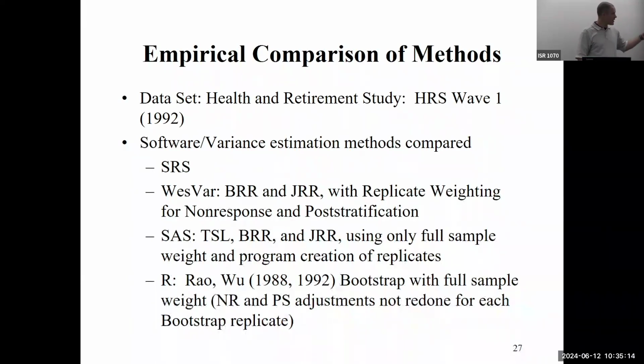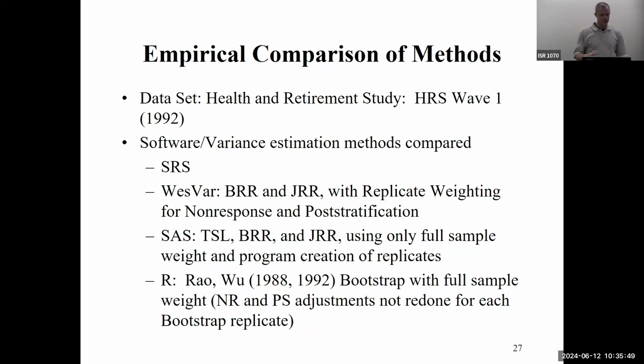Second, we looked at balanced repeated replication and jackknife repeated replication using software, in this case WesVar, that lets the data user incorporate calibration adjustments to each of those replicate weights, okay? So in other words, we want to see what happens if using BRR and JRR, but also incorporating those same calibration adjustments to every single replicate to make sure that the weights always sum to the same population distributions, okay? WesVar makes it easy to do that. You can also do that with R pretty easily, okay?